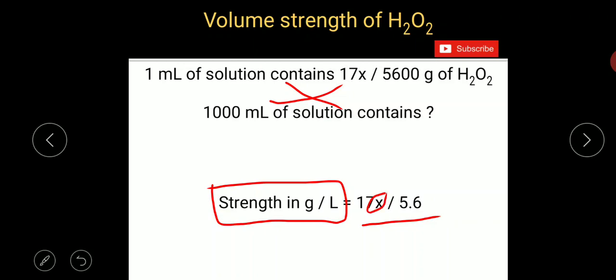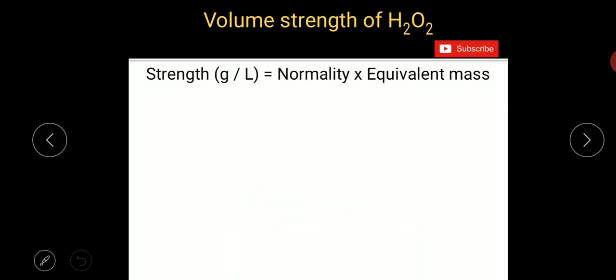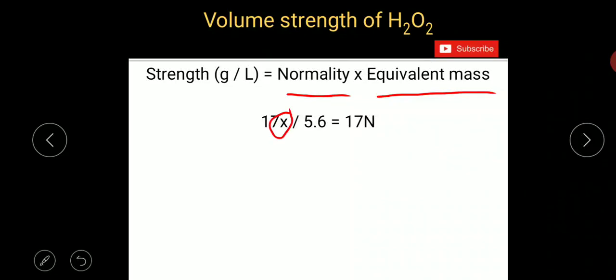This strength and volume strength are different. Strength is expressed in gram per liter. Here x is volume strength. Strength is related to normality by this relation. Strength is equal to normality into equivalent mass. And what is the strength of hydrogen peroxide we got? 17x by 5.6, where x is volume strength. And this is equal to normality N into equivalent mass.